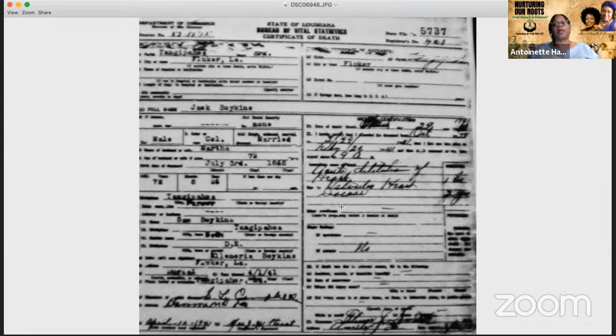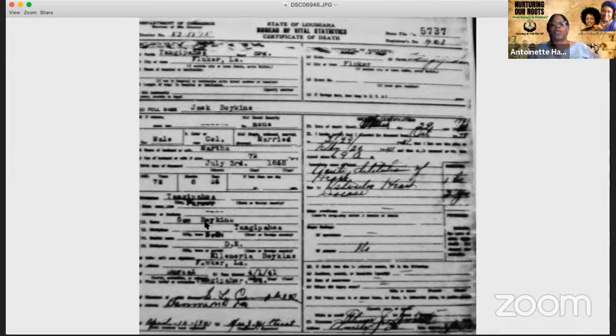So this is a record of my third great grandfather. And it tells us that he was in Fluker, Louisiana, is where he died, in Tangipahoa Parish. There's his name, Jack Barkins, male, colored. He was married. And it's kind of fuzzy, but it still gives a lot of information. And if you look here, it tells his father's name. So that put me back another generation from Jack, his name was Jacob, but they called him Jack. His father was named Sam. So whoever the informant was gave some clear information on the family.